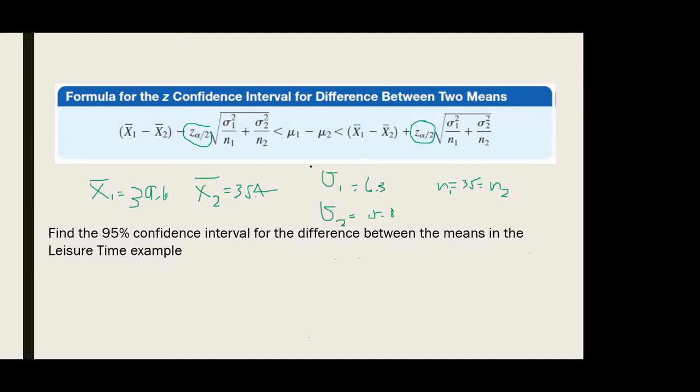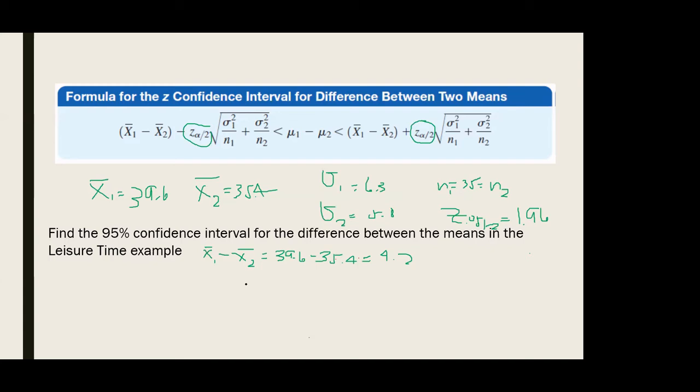And of course our alpha as a z. I'll just write here 0.05 over 2 is 1.96. Okay, so we have now x1 minus x2. So 39.6 minus 35.4, or 4.2. Okay.